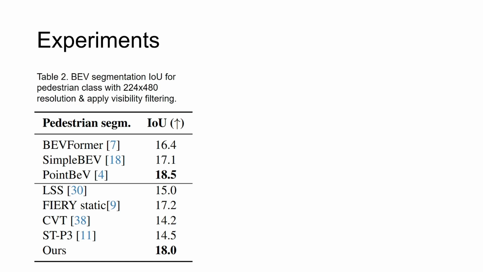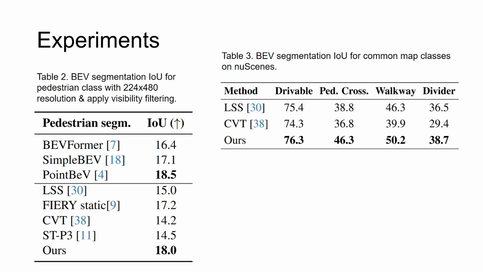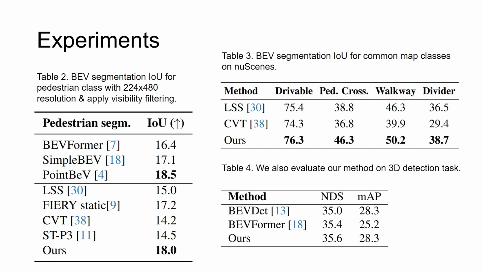To assess generalization, we also apply it to map segmentation and 3D object detection. As shown in Table 3, our method achieves competitive results on map segmentation. For 3D detection, we integrate a detection head into our BEV features, following BEVFormer. As shown in Table 4, our method performs well in both mAP and NDS, highlighting its effectiveness beyond segmentation.